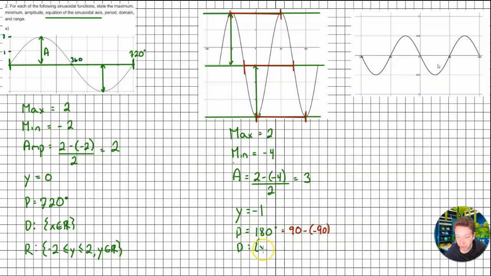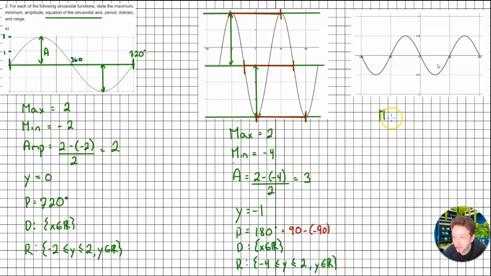Next, our domain. This is for all real values of x. And our range is between our max and min. So -4 is less than or equal to y, which is less than or equal to 2 for all real values. All right, let's try one more.